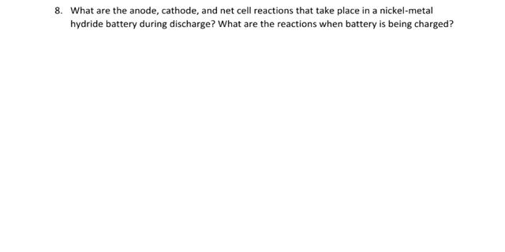Okay, so we are on question 8. What are the anode, the cathode, and the net cell reactions that take place in a nickel metal hydride battery during discharge? And then what are the reactions when the battery is being charged? During the discharge, some of these things there's nothing to explain. The metal is not actually specified, but we'll take M to represent the metal. So during the discharge, the first reaction on the anode will be the metal reacting with hydroxide to get the metal hydroxide, and an electron being released.